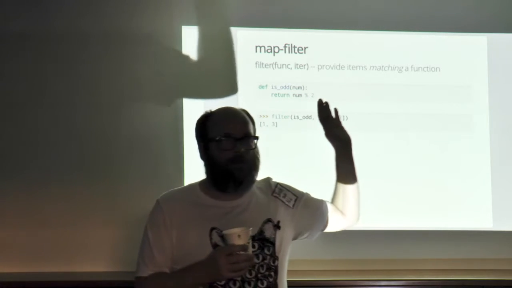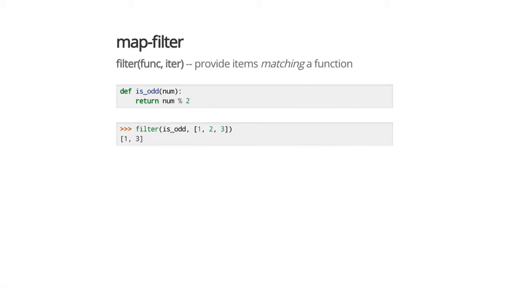So questions on map and filter and stuff? Yeah, there's a list comprehension syntax for map and filter. So if you use that, do you lose the iterator aspect of it? Because it's called list comprehension, so basically it's a list. Or is there a way to return iterators?